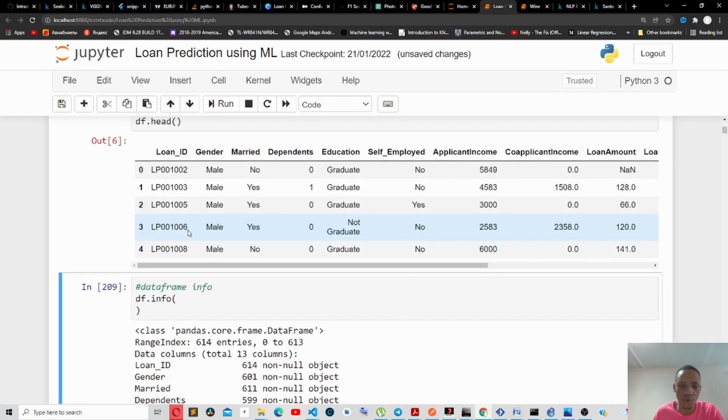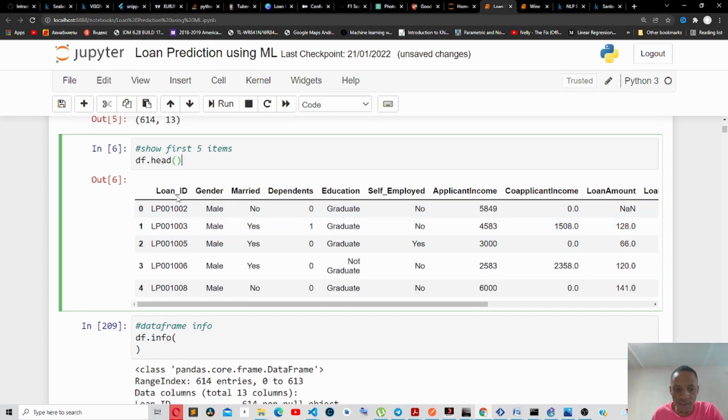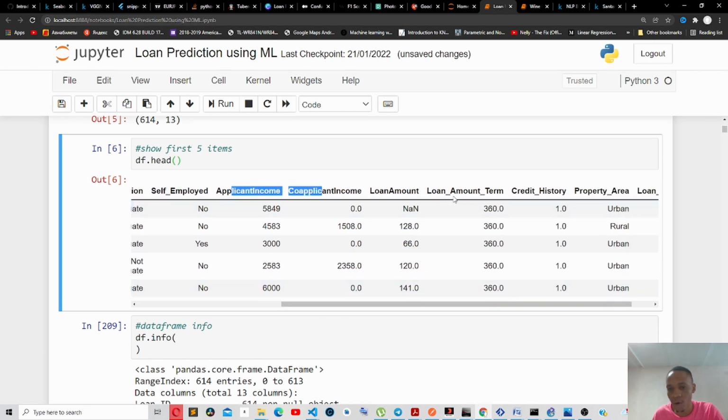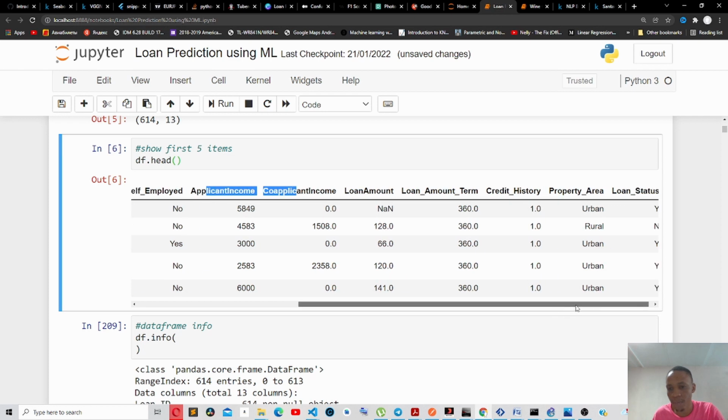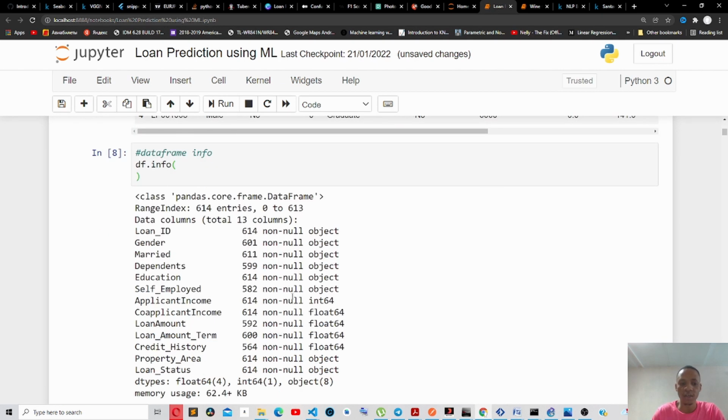And then the next thing that we are going to do is display the first 5 items in our dataset. As you can see, we have the loan ID, the gender, whether a person is married, dependents, education, whether the person is self-employed, their income, the co-applicant income, loan amount, loan term, credit history, and then property area, and then also the loan status, right? So this is an example of a binary classification problem.